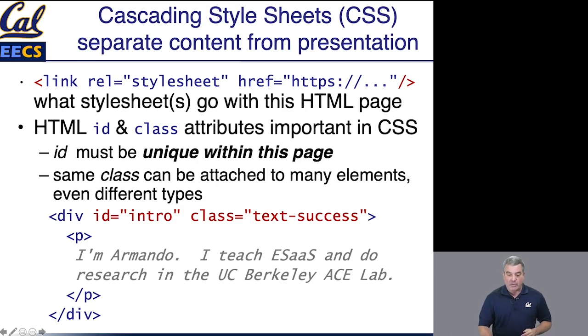So here I've given a simple example of a div element, which is really just a way of indicating logical blocks on the page. And this particular div has an ID, which is intro, and its class is text-success. Now, I've chosen this particular class because it's an intro to using Bootstrap, which we're going to talk about next. And then here's a paragraph that might go on the page, and it's just got some text inside it.